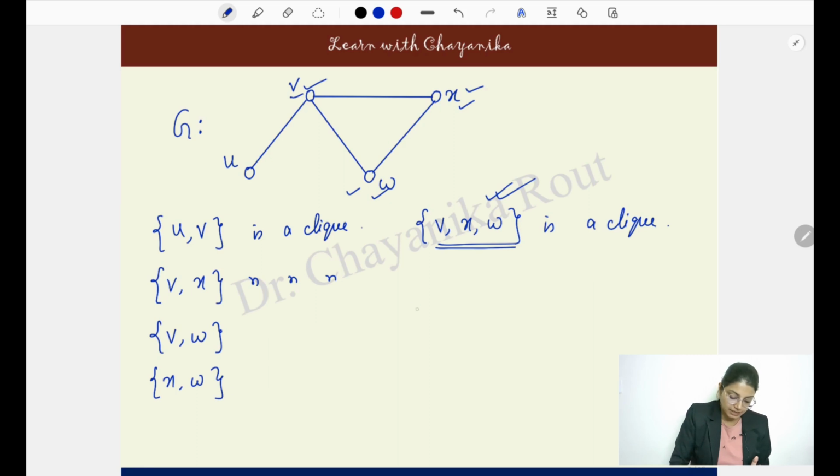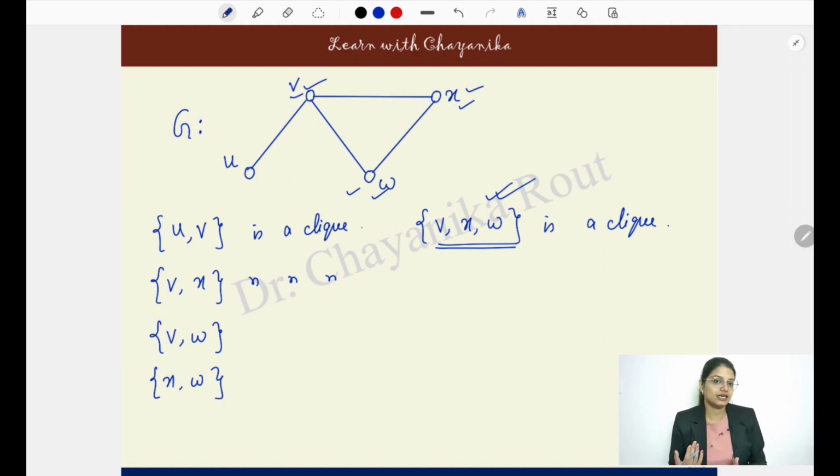Next we move to XW. If we have this clique XW and I want a new entry, what I can enter here is V. If I enter V, I am again getting the same clique of size 3, and of course I cannot enter U because U is not adjacent to both X and W. So basically as a clique of size 3 I am only getting VXW.